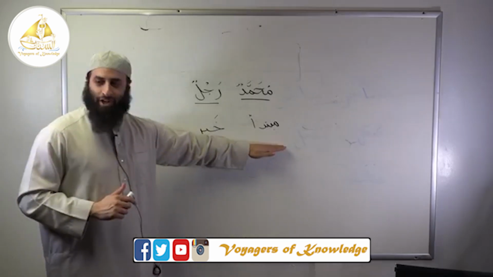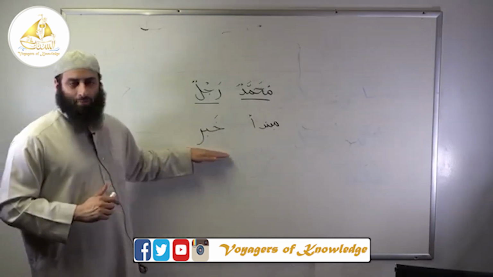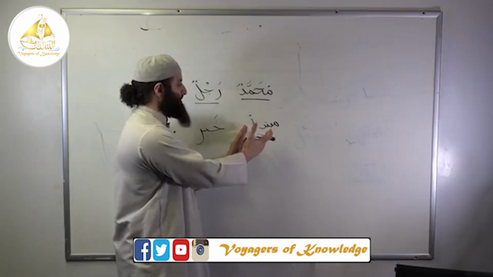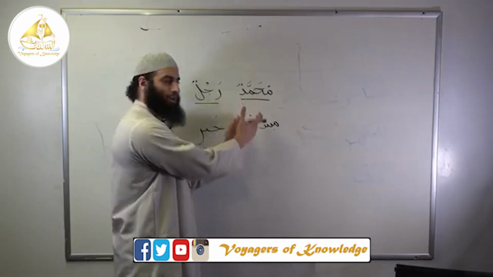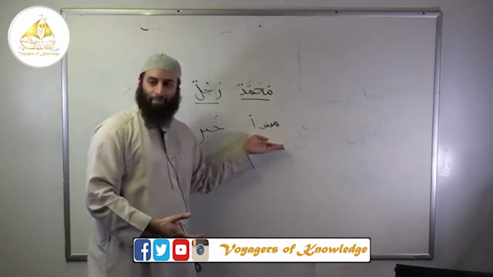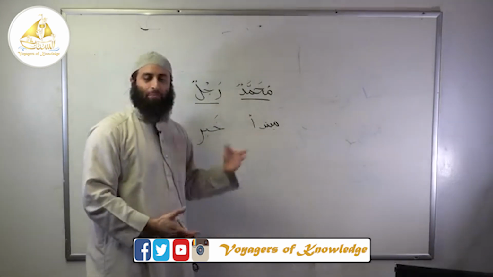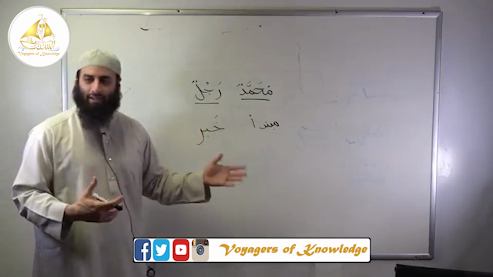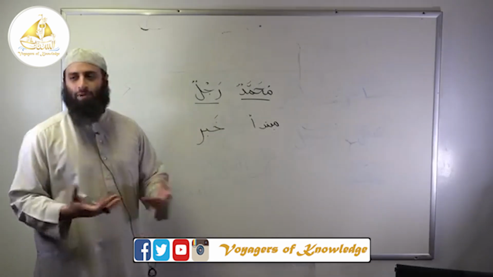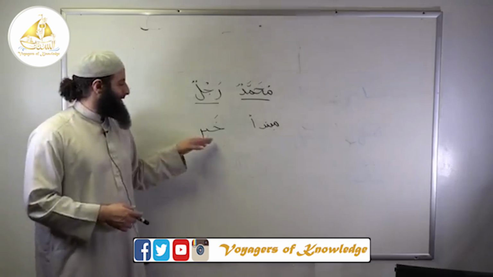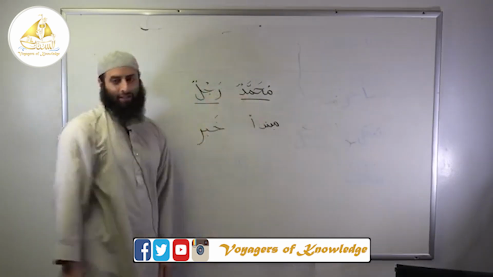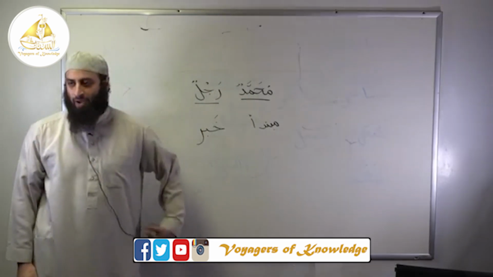Mubtada is the subject and khabarun is the predicate in a sentence. Which means that what the sentence is starting with, that's usually the mubtada. Usually. Like it began with that, that's the main part of the sentence, right? That's the mubtada. And that's what it means from bada'a, like beginning. Khabar is the main thing being said about the mubtada. All right?